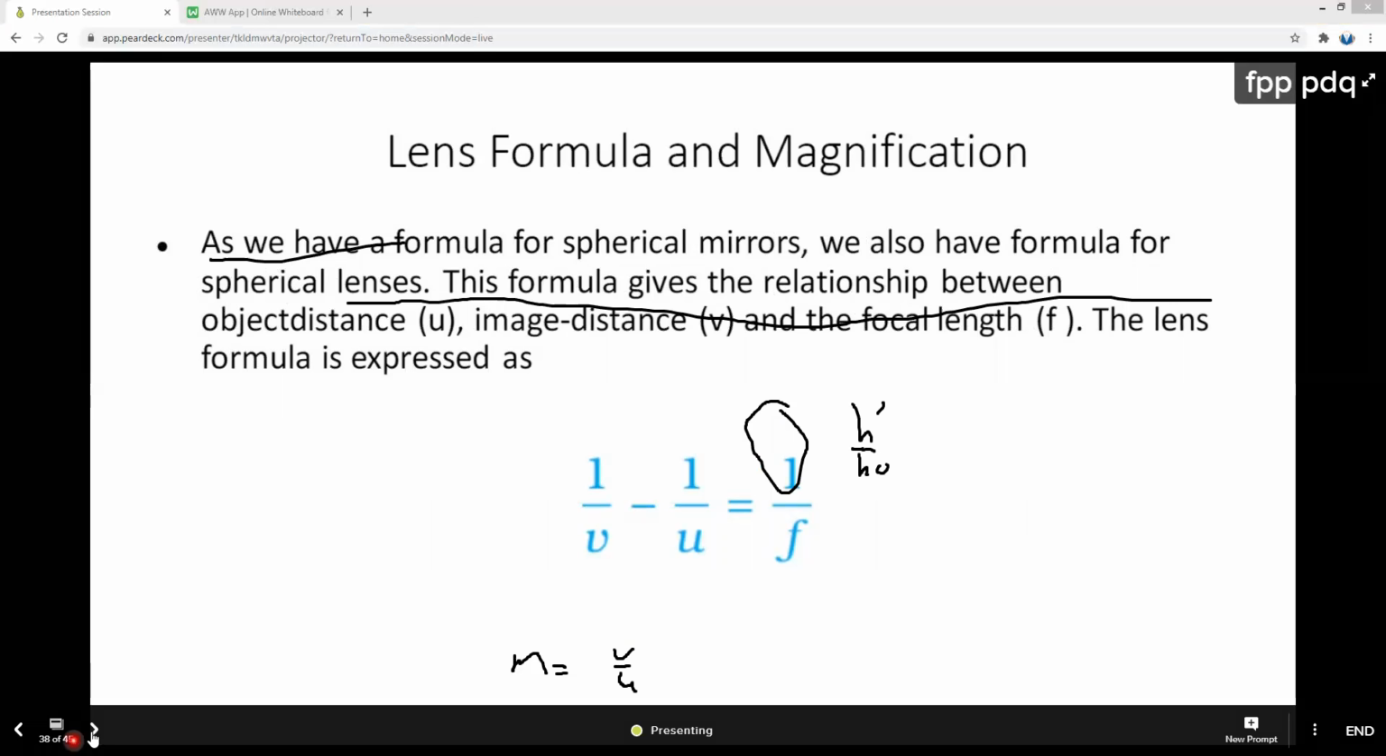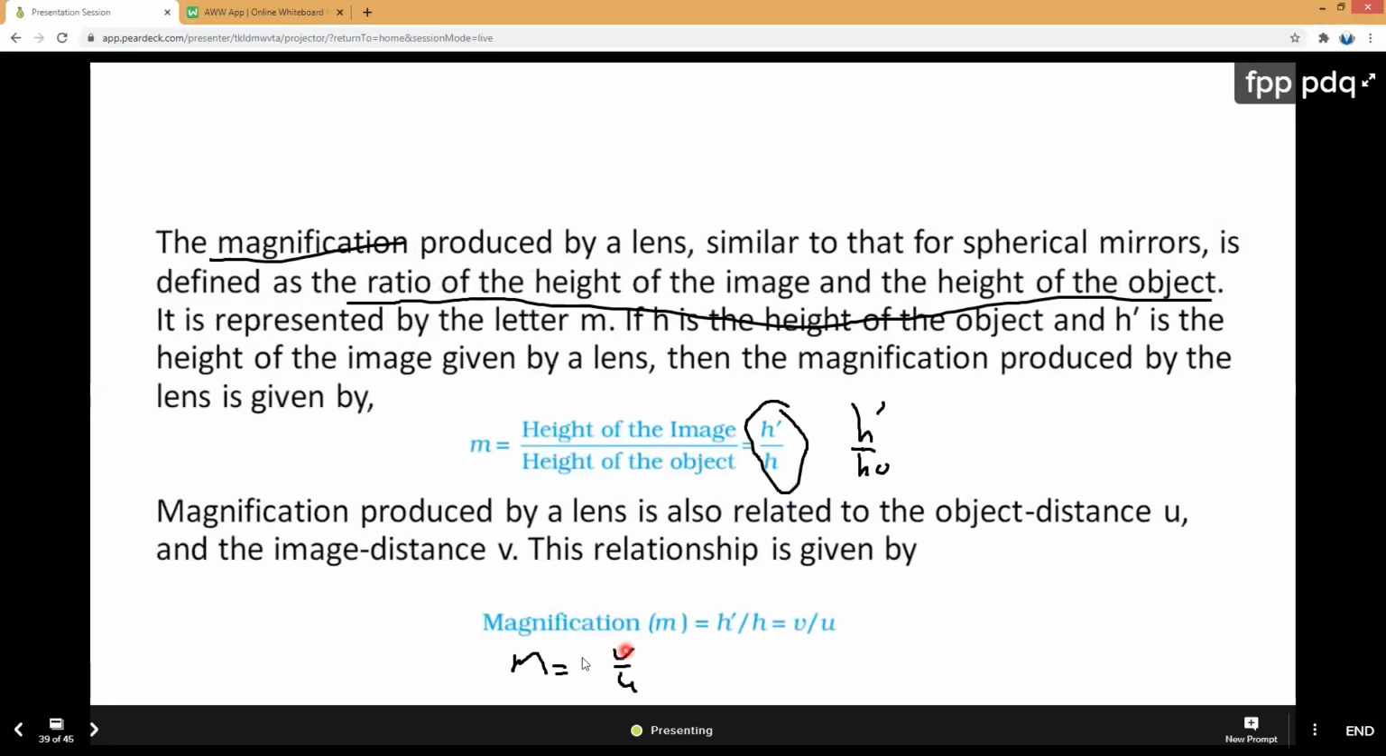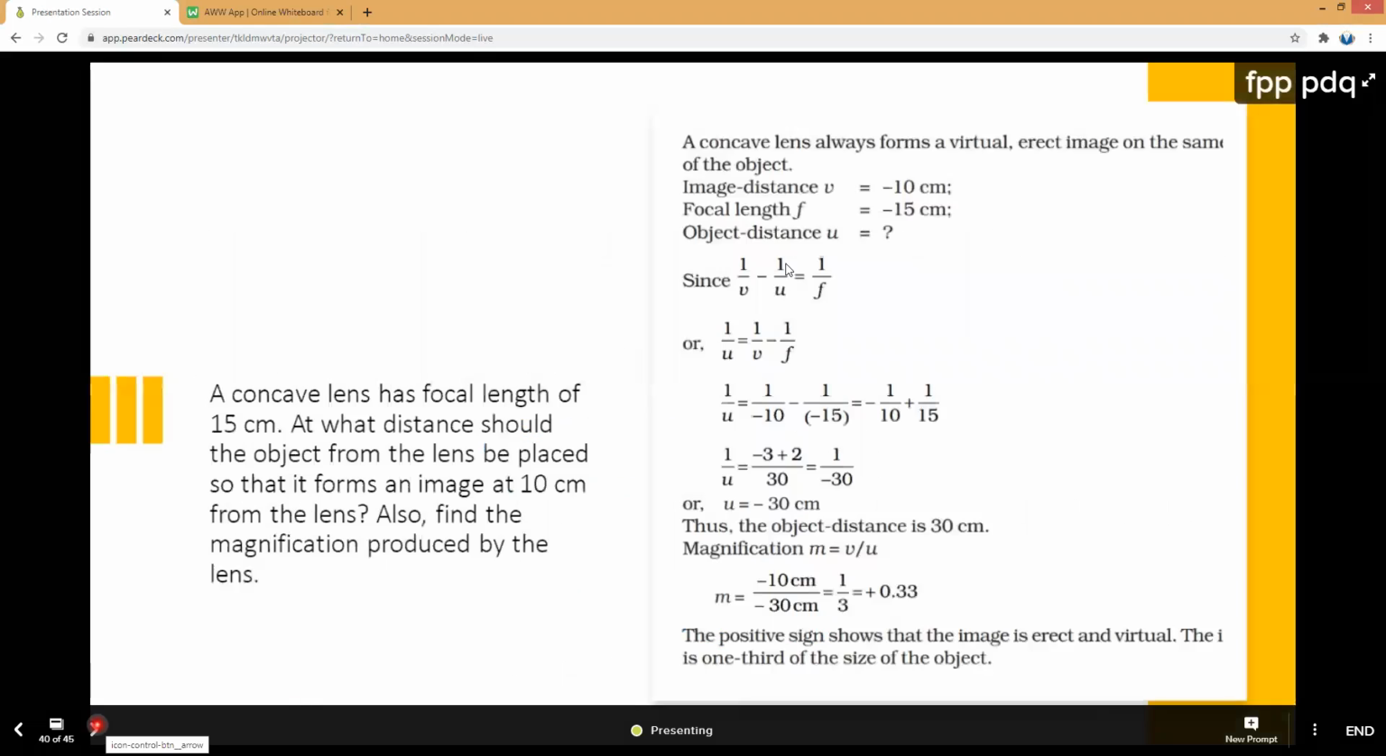I mean negative. And over here, the magnification for a mirror was minus v by u. Over here it's v by u. So let's quickly go through this. Here the image distance is given as minus 10 centimeter, focal length 15 centimeter. We have to find the object distance. So use the formula, and after we calculate, we get u is equal to minus 30. So the object distance is minus 30.